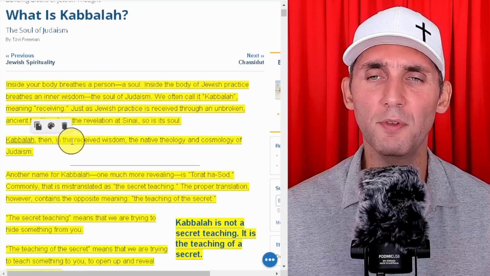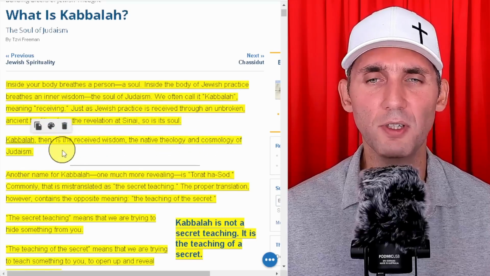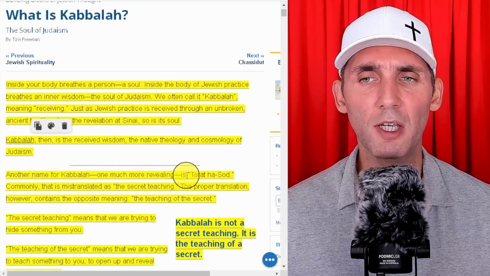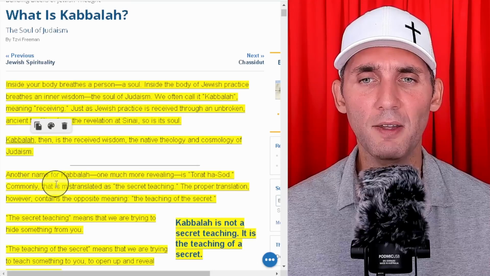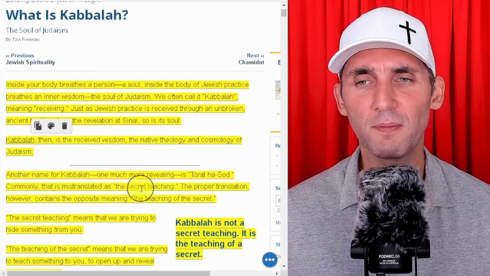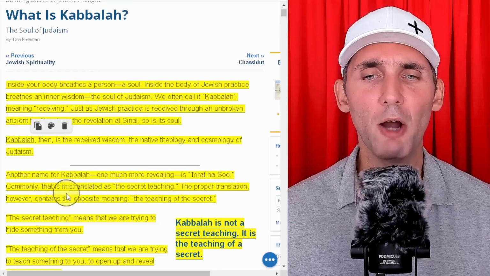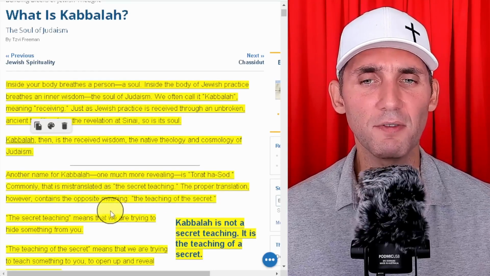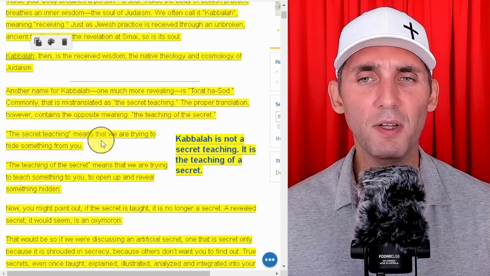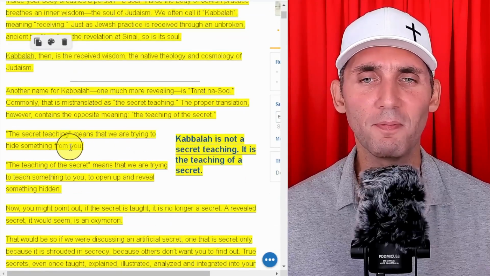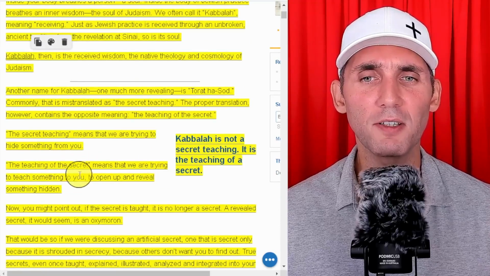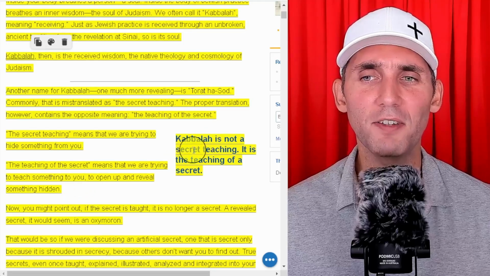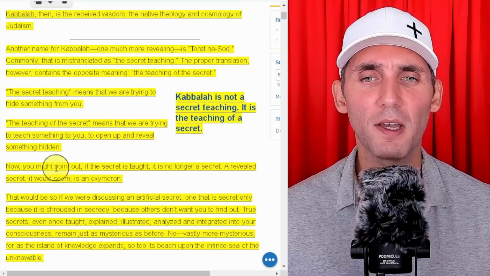"Anyway, Kabbalah then is the received wisdom, the native theology and cosmology of Judaism. Another name for Kabbalah, one much more revealing, is Torah Hatsod, commonly mistranslated as the secret teaching. The proper translation, however, contains the opposite meaning: the teachings of the secret. The secret teaching means that we are trying to hide something from you. The teaching of the secret means that we are trying to teach something to you, to open up and reveal something hidden. Kabbalah is not secret teaching, it is the teaching of..." Okay, that's a quote. Moving on.